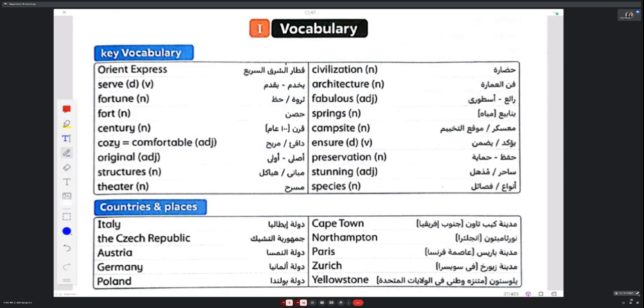Key vocabulary: Orient Express, serve, fortune, fort, century. Cozy means comfortable. Original, structures, theater, civilization, architect, fabulous, springs, campsite, ensure, preservation, stunning, spacious. Okay, thank you.